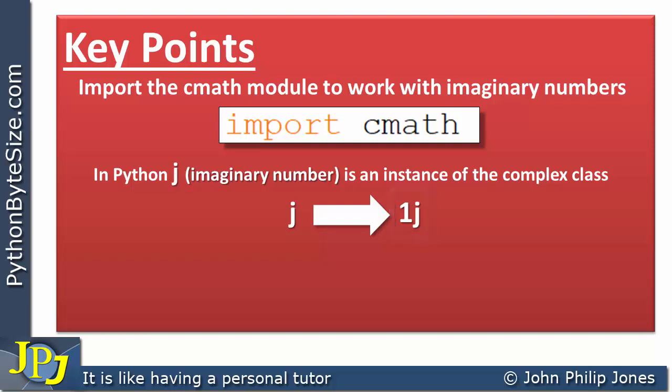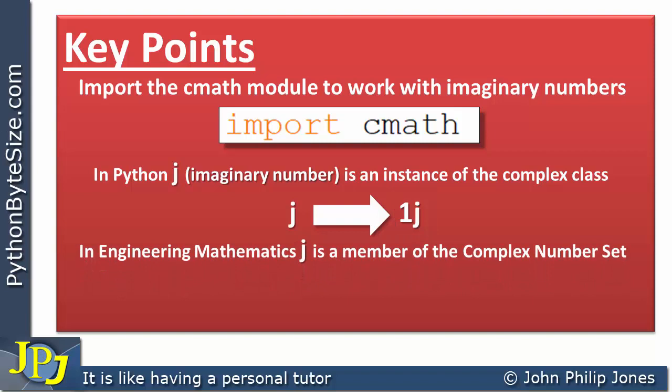Now, in engineering mathematics, j is regarded as a member of the complex number set, and you will often see that written in mathematics as shown here. J is a member of the complex number set, and we'll be doing more on the complex number set in the videos that are following this one.